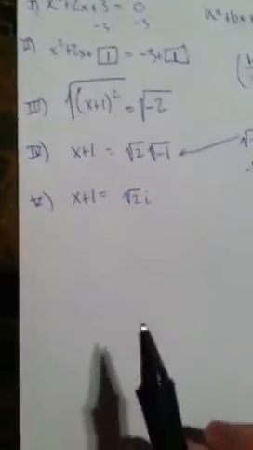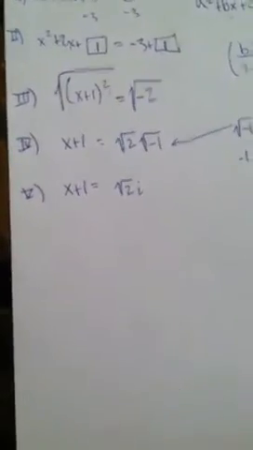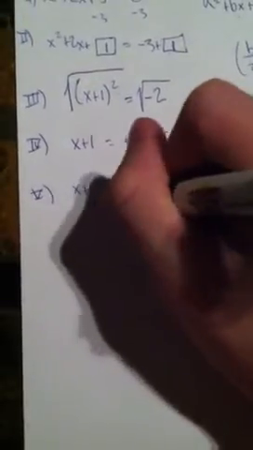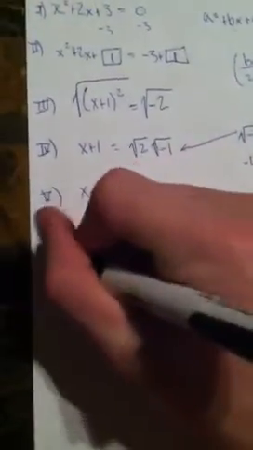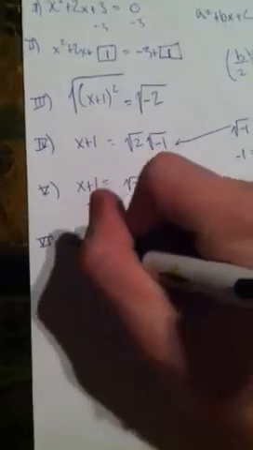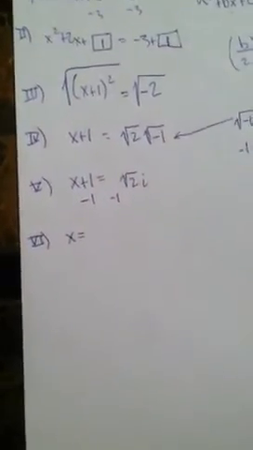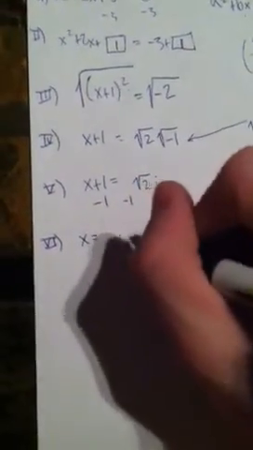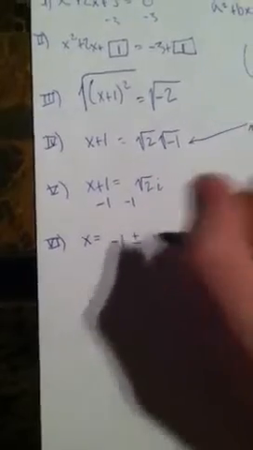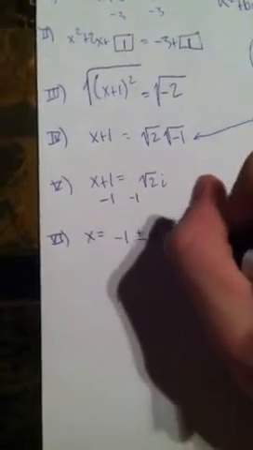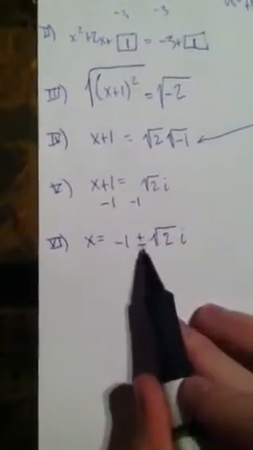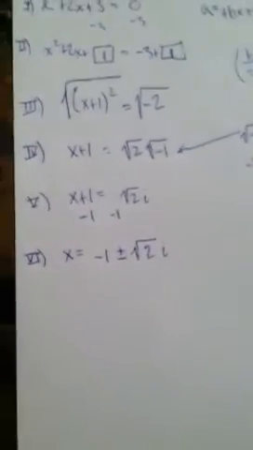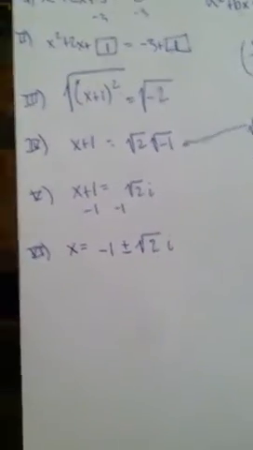Now to finish off this problem, we want to get in the correct form. In order for it to be in the correct form, we have to minus 1 from both sides. So in our final answer, we are going to have x equals, because we want to get x by itself, negative 1 plus or minus the square root of 2i, because we do not know this. It could be either. And that is our final answer.